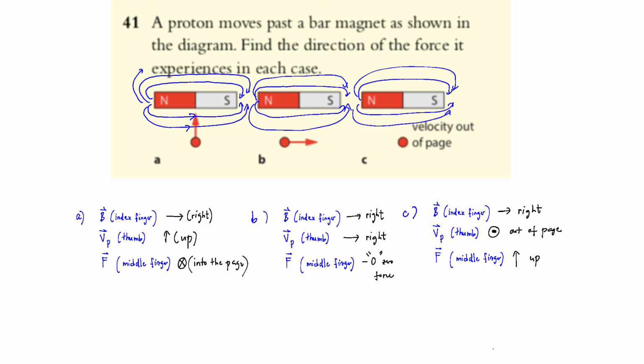So take note that we don't reverse the right hand rule simply because we are using a proton and we have a positive charge.